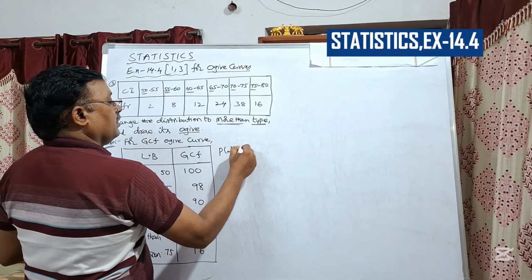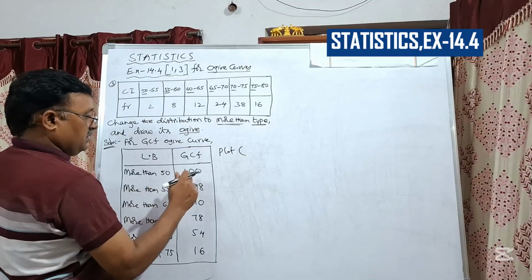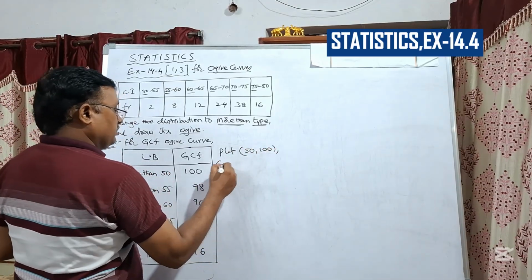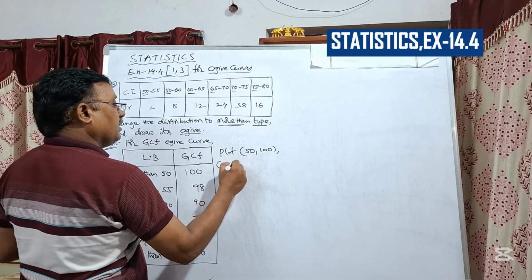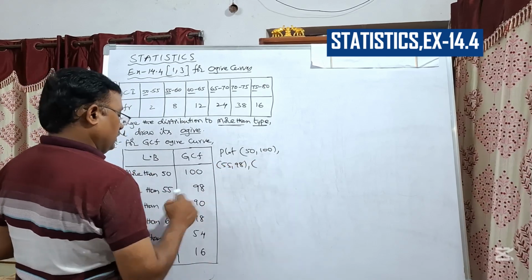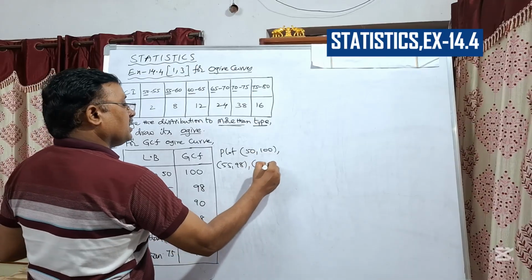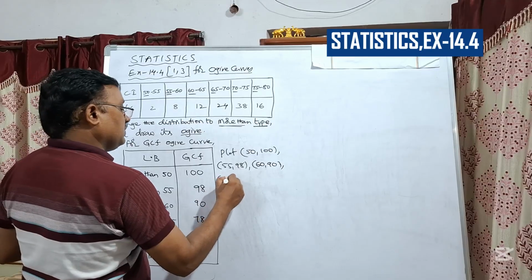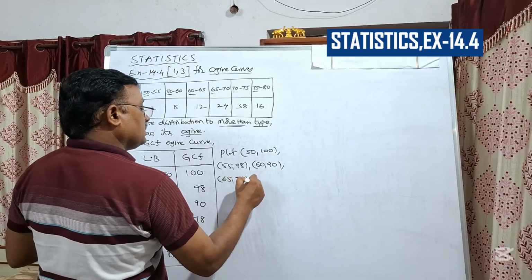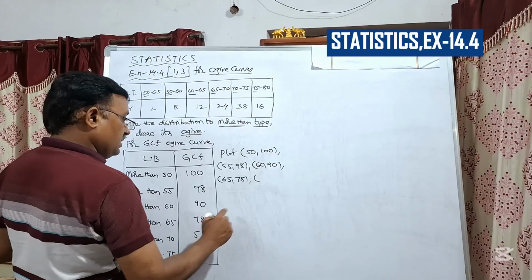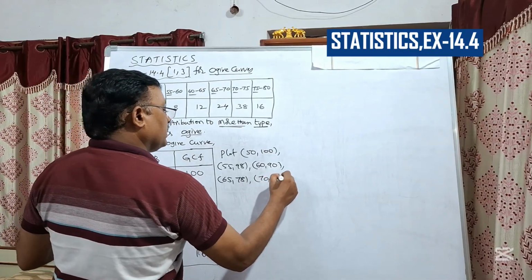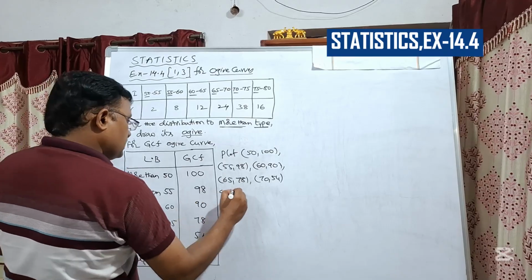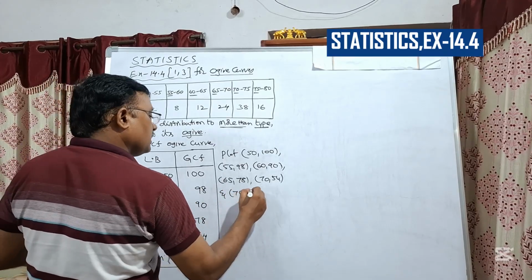Plot. What is the first point? Ordered pair 50 comma 100. Next one 55 comma 98. Next one ordered pair 60 comma 90. Next one ordered pair 65 comma 78. Next one ordered pair 70 comma 54. Next one, ordered pair, last one 75 comma 16.